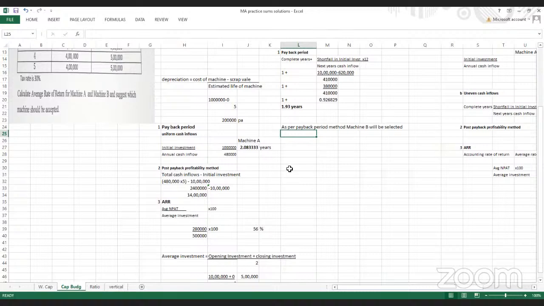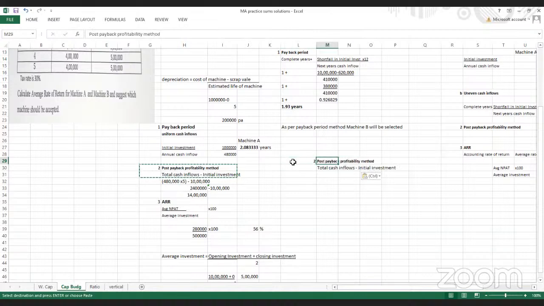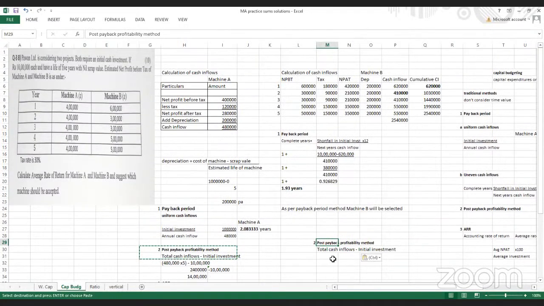Okay. So let us go for the second method and just copy the formula here below machine B. Okay, so post payback profitability method formula is total cash inflow minus initial investment. So what is our total cash inflow, students? 25,40,000, isn't it? 25,40,000 minus initial investment is 10 lakh. Okay, so answer will be 15,40,000.